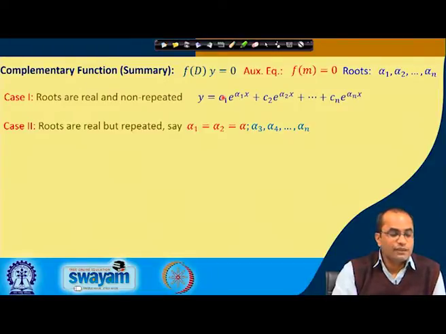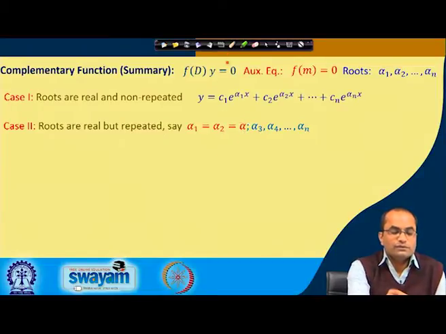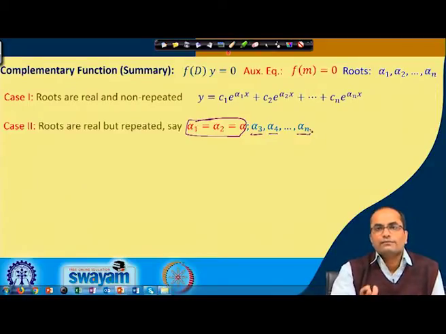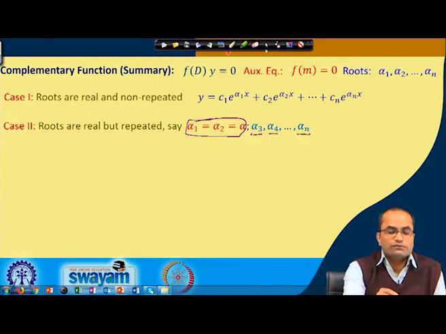Second, we consider the roots are real and repeated, say alpha 1 is equal to alpha 2 is equal to alpha. So, this is the repeated root here, the first two roots are repeated and alpha 3, alpha 4, up to alpha n are non repeated. So, in this case what will be the solution?